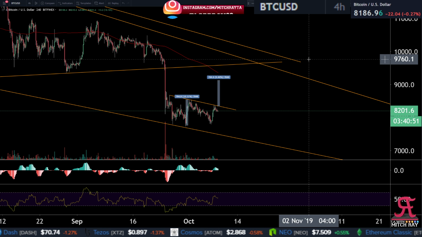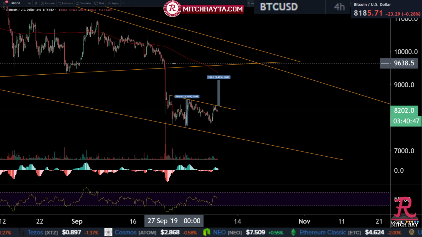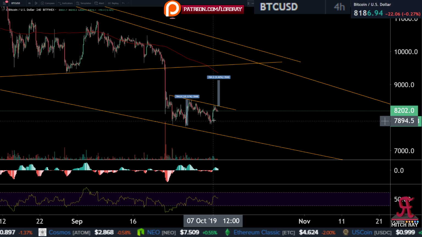Measure move in this situation is 91.31, all right? Big square up at 9,700. But a small square up to the downside, 79.14.